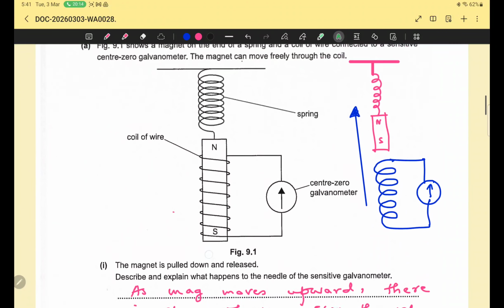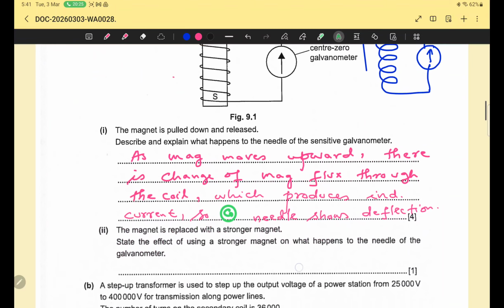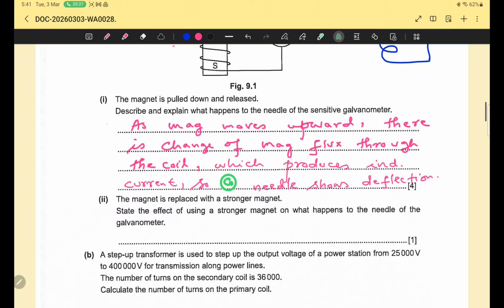So the key word is, sir, when the magnet is pulled down and it is released, the magnet is moving upward. And when the magnet is moving upward, there is a change of magnetic flux. And the change of magnetic flux will produce current, and this current will produce deflection in the needle of galvanometer. And now they are changing. So what is changing? The magnet is replaced with a stronger magnet.